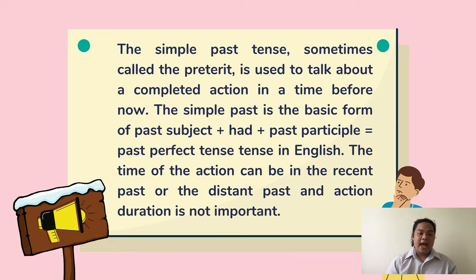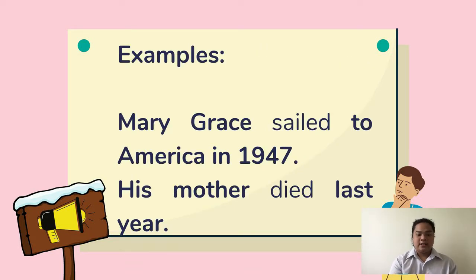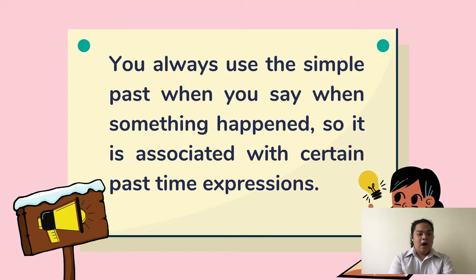So the time of the action can be either recent past or the distant past, and action duration is not important. So for example, Mary Grace sailed to America in 1947. Next, his mother died that year. Next, you should always use the simple past when you say when something happened. So it is associated with certain past time expressions.